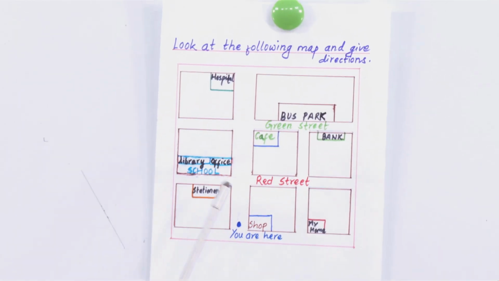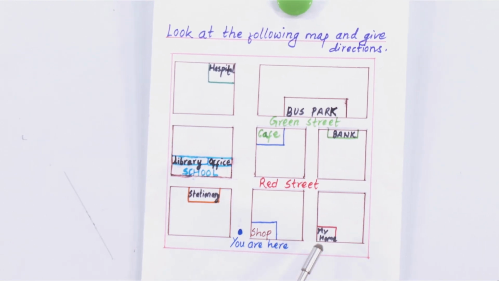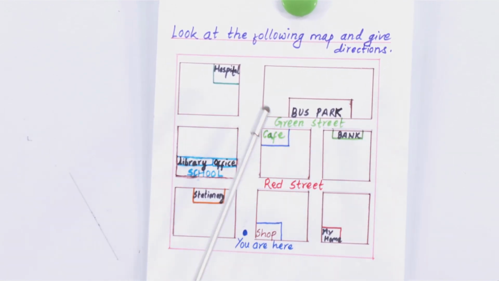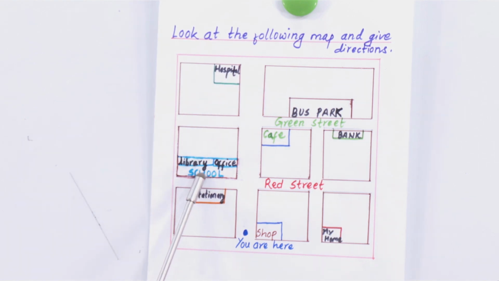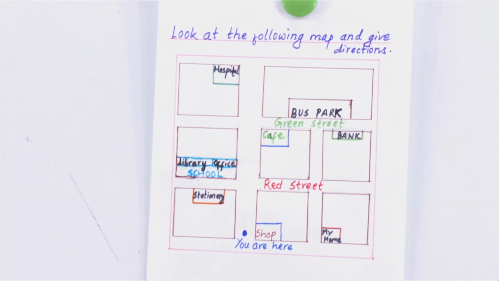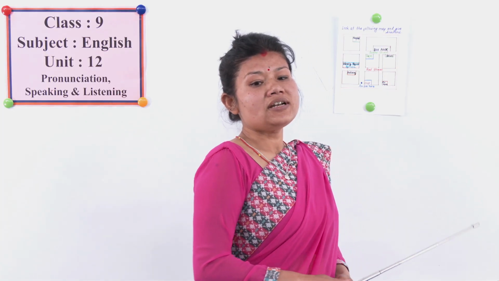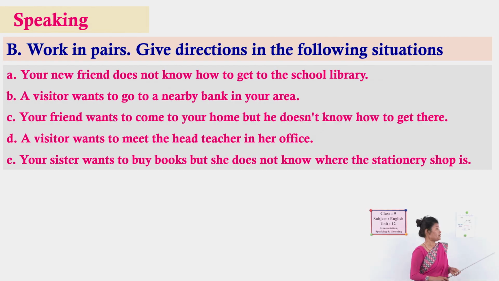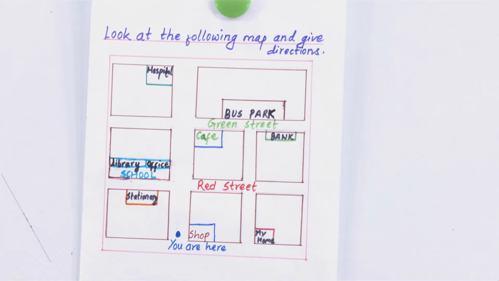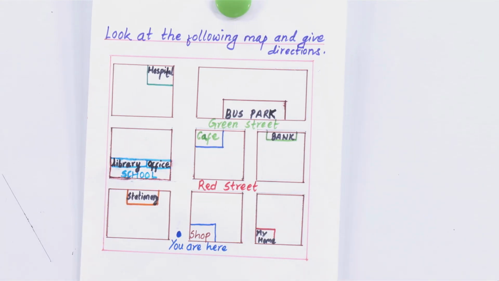Look at this map. Here is a shop, home, bank is here, cafe, okay, and the hospital. Here is a school, and these are the rooms. This is the office room, this is the library. Yes. Now, look at the situations. Look again at the slide. Your new friend does not know how to get to the school library. So, look here. He or she wants to go to the school library. He or she is a new student. You have to give directions.